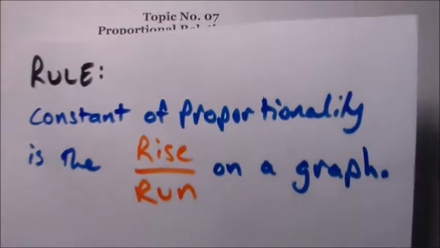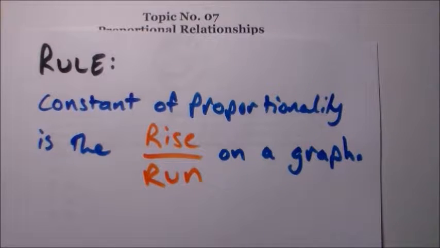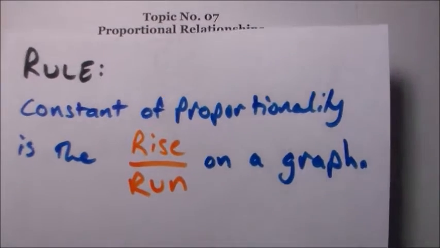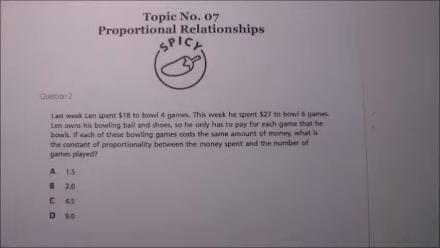Okay, couple rules on this one. First rule, the constant of proportionality, strange term, comes up here and there, is the rise over run on a graph. But look here, we don't have any graphs. We don't even have an equation, we just have a relationship. We have $18 to 4 games and $27 to 6 games. So what are we to do with that?